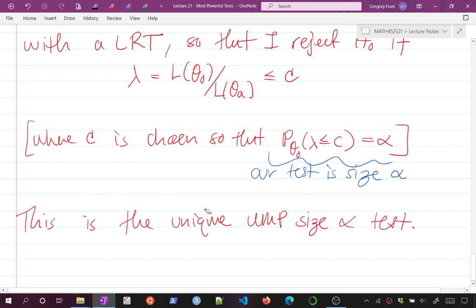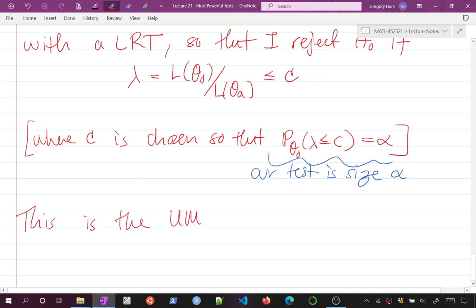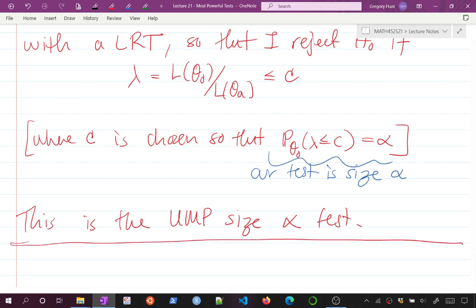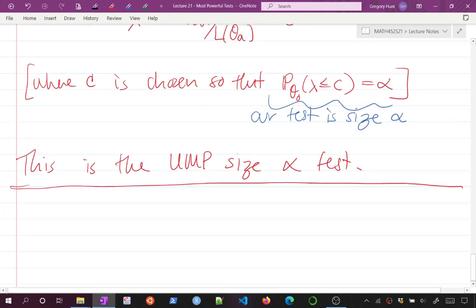Let me actually back up on that. I think we should be a little careful, because for discrete cases, it might not be unique. Let's just say it's the UMP size alpha test. In some cases, this will be unique, although I don't think we can always definitely guarantee that this is going to be unique. For continuous cases, it probably is. But if we have discrete cases, you might be able to get away with some tomfoolery there. Okay, so let's consider an example, maybe a couple examples.